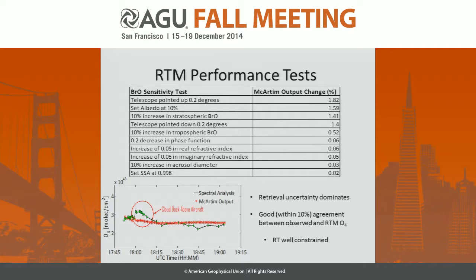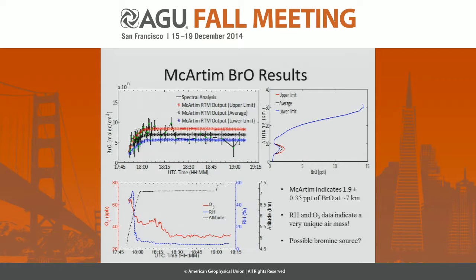Now, with this comparison, you can see it actually turned out quite nicely. They compared within 10% of each other on the vast majority of cases, indicating that our radiative transfer model calculations were well constrained, and we were properly taking atmospheric scattering and absorption processes into account.